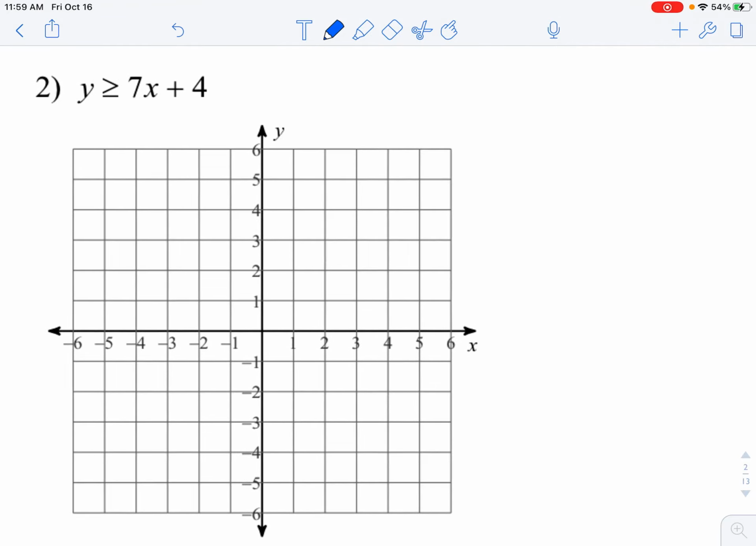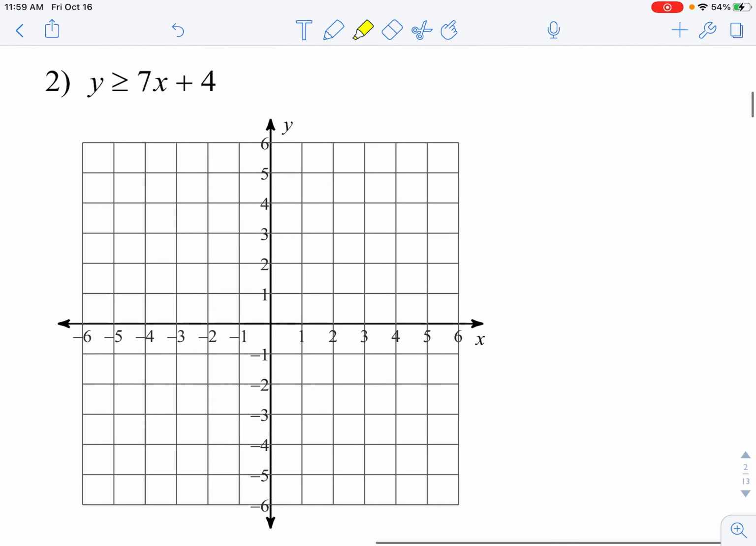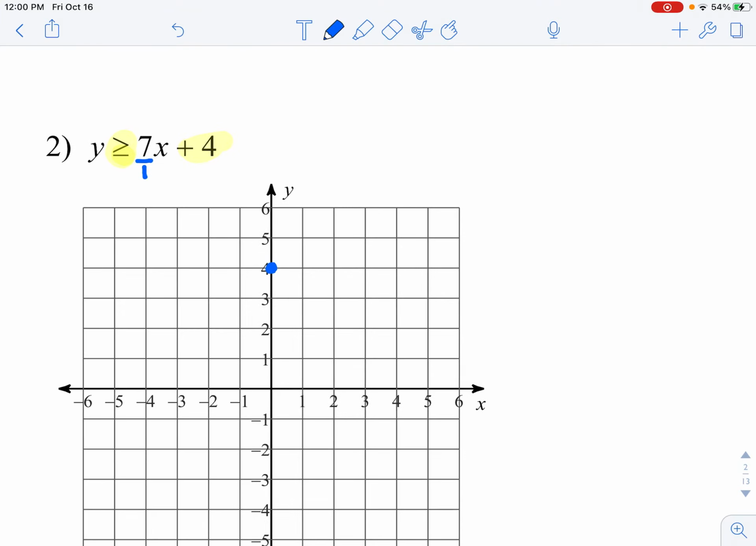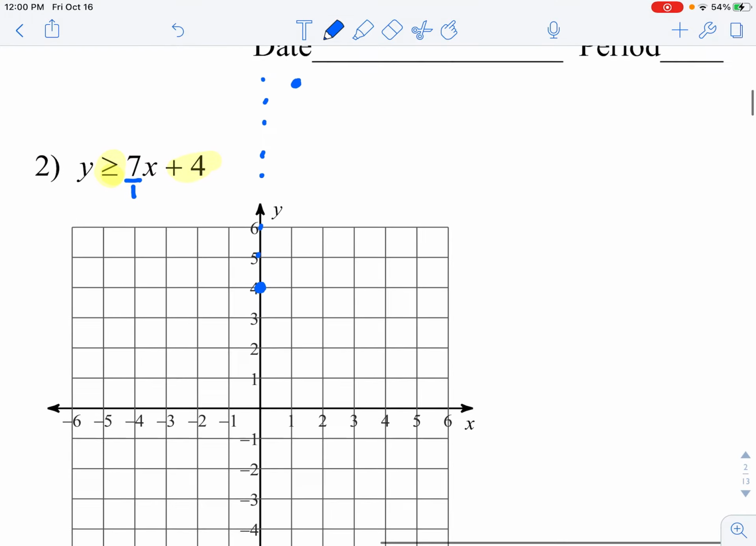Okay, so starting with number 2. First of all, I notice that this is a greater than or equal to. So when I graph this, I'm going to graph a solid line. What I learned about graphing y equals mx plus b is you start on the y-axis with the b, so positive 4. Then the number in front of x is the slope, which you're supposed to think of as a fraction. So from this starting point, I'm supposed to go up 7, 1, 2, 3, 4, 5, 6, 7, and over 1. That's not practical here because look, I run out of graph.